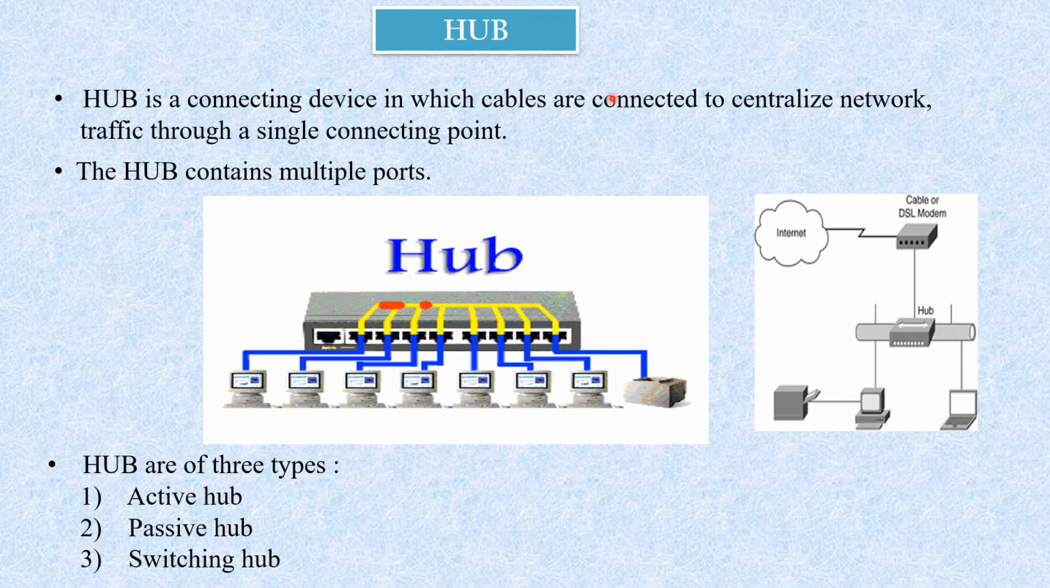Hub. Students, recollect, we already did hub in star topology. In star topology, the central device was nothing but a hub, and to that all the nodes were connected. So the transmission and receiving was done through this hub. The hub was responsible to receive the data and to transmit the data to the desired node, right? So a hub is a connecting device in which the cables are connected to a centralized network and the traffic flows through a single point.